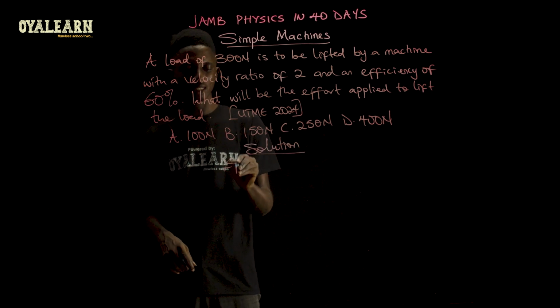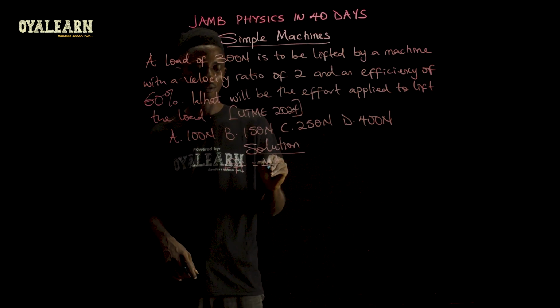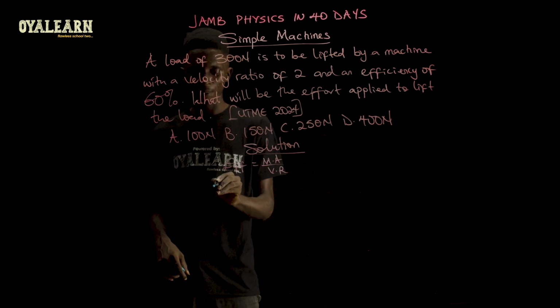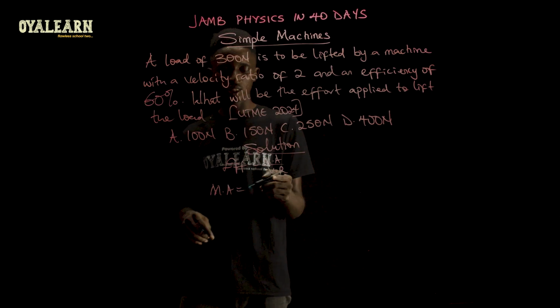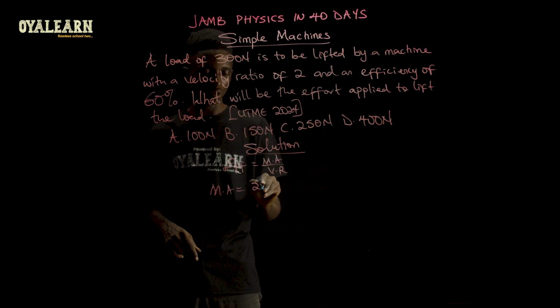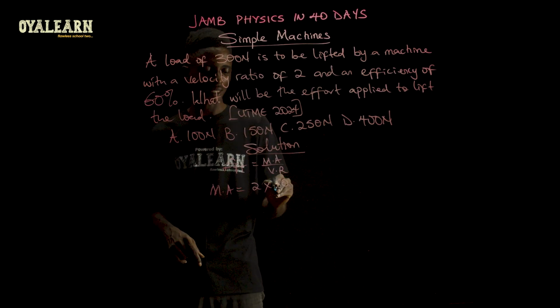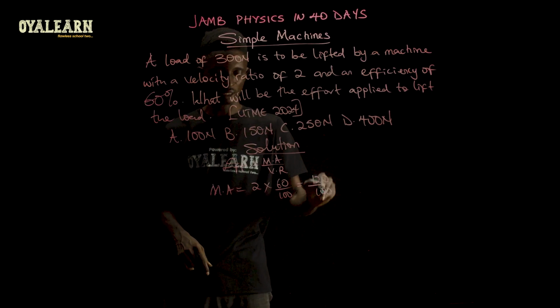From our efficiency equals mechanical advantage over velocity ratio, we can then make mechanical advantage the subject. So that will be the product of velocity ratio and efficiency. Our velocity ratio is given as 2. Efficiency is 60%, so 60 over 100. This would give us 120 over 100.